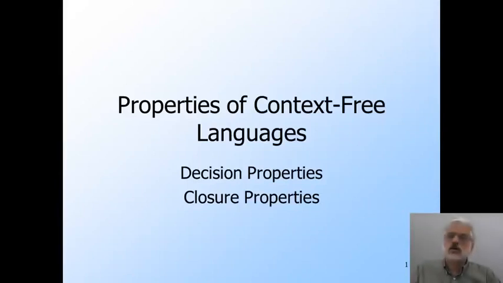To finish off our discussion of context-free languages, let's look at the properties of this class of languages. Remember, there are two kinds of properties we find useful. One is decision properties, where we tell something about a language or languages in the class, such as whether the language represented by a grammar or PDA is empty. And the other is closure properties, where we prove that some operation, say union, applied to languages in the class, results in another language in the class.